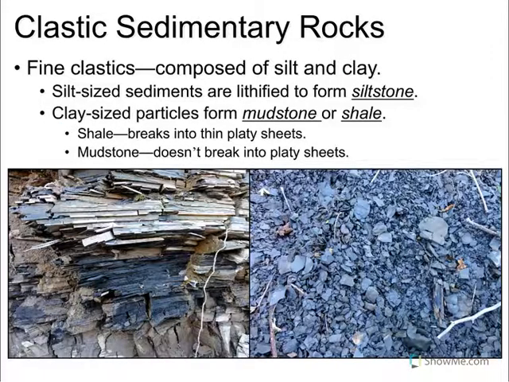Moving down into the two last smaller particle sizes, we have silt and clay-sized particles. Silt-sized particles form a rock that we call siltstone. And clay-sized particles form a rock we, and again, I'm going to disagree with your author here on this, we're either going to call shale or clay. And I'm going to tell you the difference here in a second. But first of all, silt and clay are too small to be seen with the naked eye.